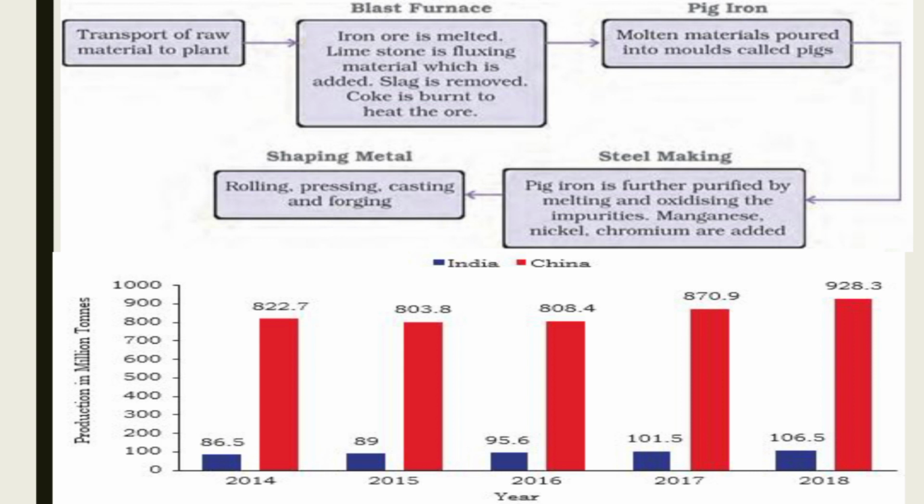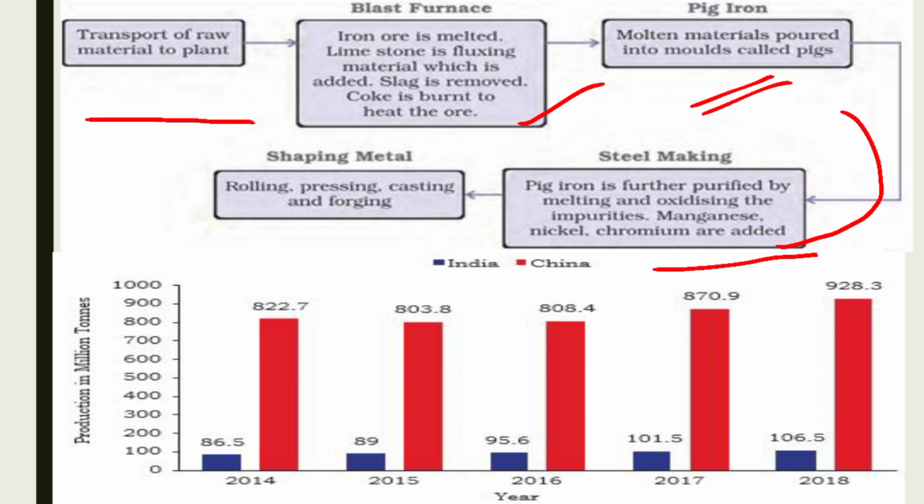This is the image showing the manufacturing of the material in the iron and steel industry. Transport of raw material: the blast furnace is used in melting, then pig iron or crude material is separated, then the molten material is used in the making of the steel. Then the sheets are used to make different kinds of shapes.